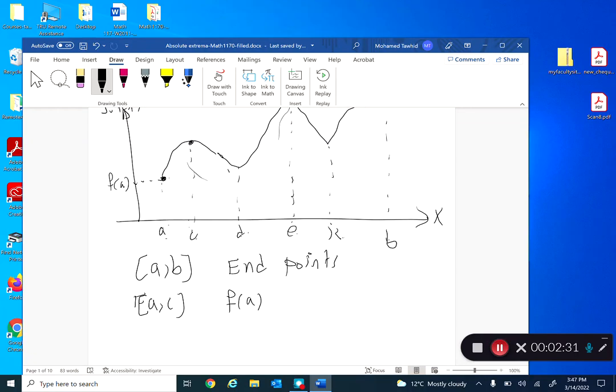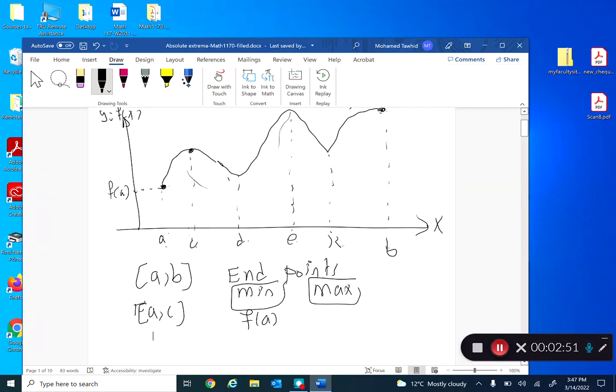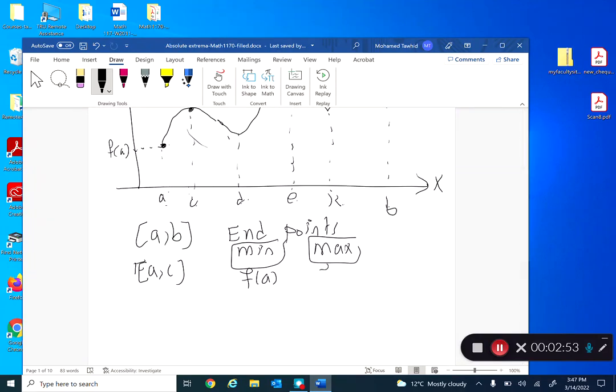What is it at C? I'm going to write minimum and maximum here. What is the minimum? It is the value F at A. What is the maximum when I look at A to C? The maximum is F of C. Now if I go from C to D, what are the minimum and the maximum? F of D is the minimum, and F of C is the maximum.